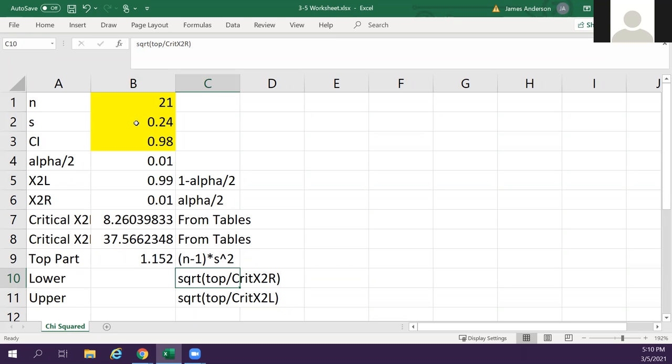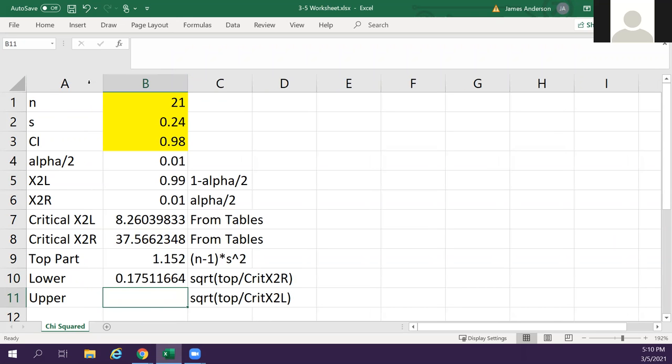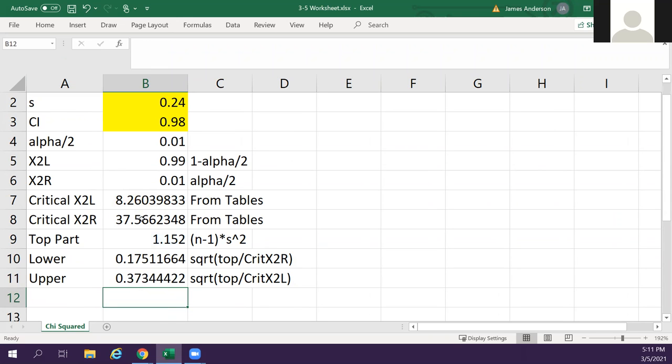It's easier just to have one value to call, one cell to call, than everything else. So my lower confidence interval is equal to the square root of this value divided by B8, the bottom value. And this is equal to the square root of this divided by your left. And that should be your upper and lower confidence intervals.